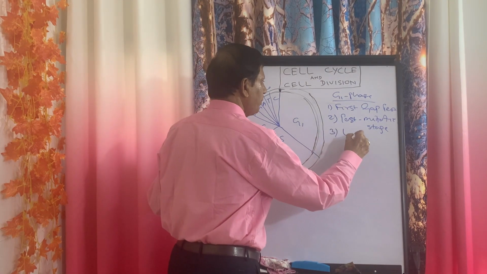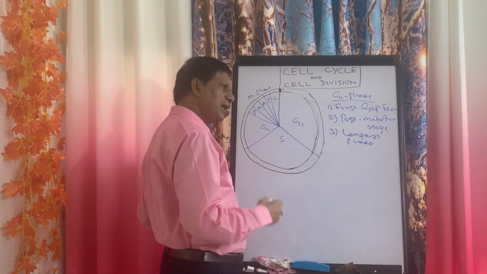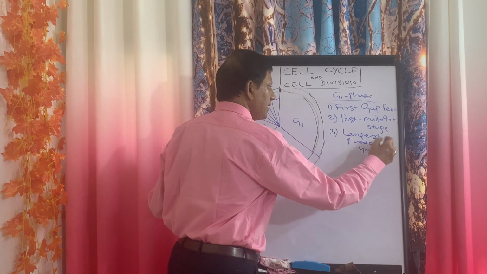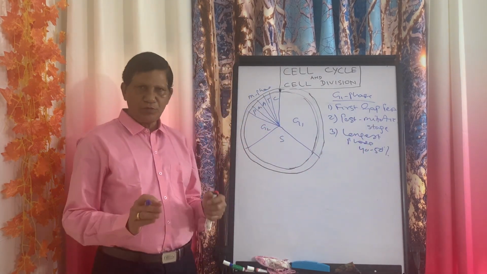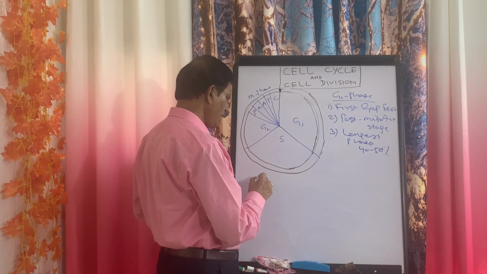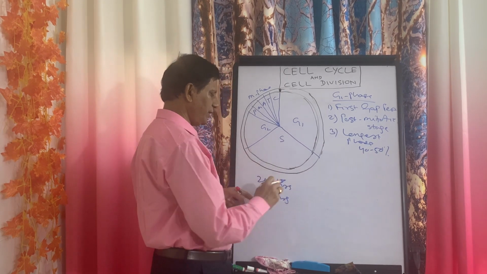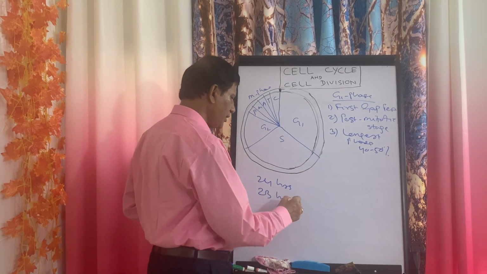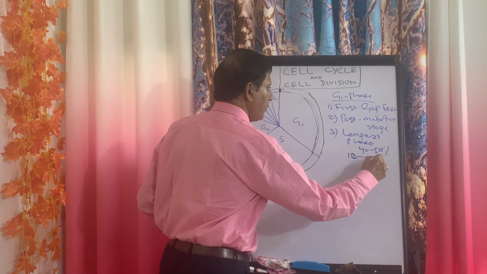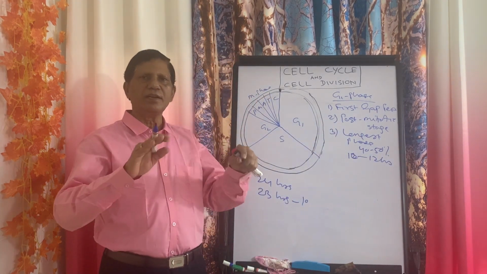This is the longest phase of the cell cycle as well as the interphase, because it covers about 40 to 50% of the cell cycle time. Suppose you take the case of human beings. In human beings, the entire cell cycle is 24 hours, of which 23 hours is only interphase. And out of these 23 hours, 10 to 12 hours is only this G1 phase. That is the longest phase of the entire cell cycle.